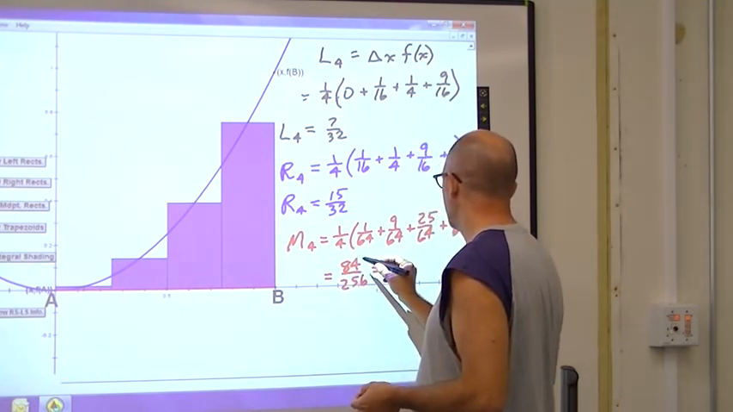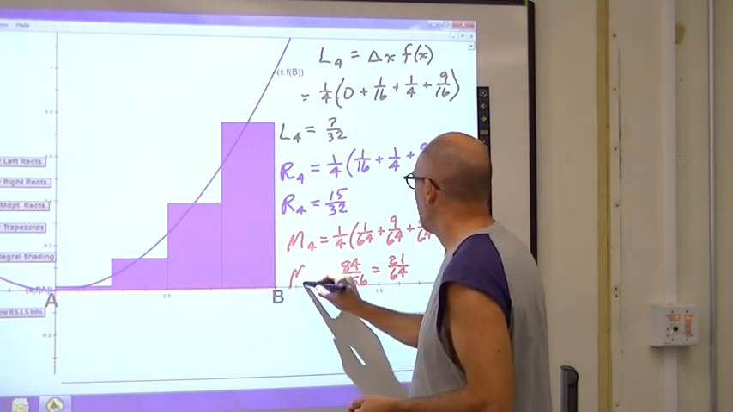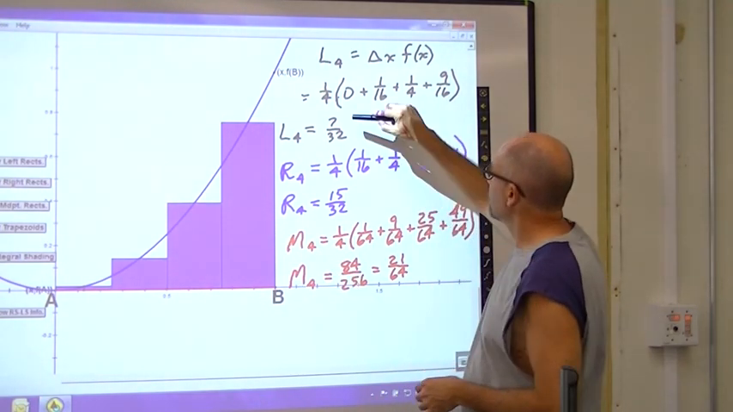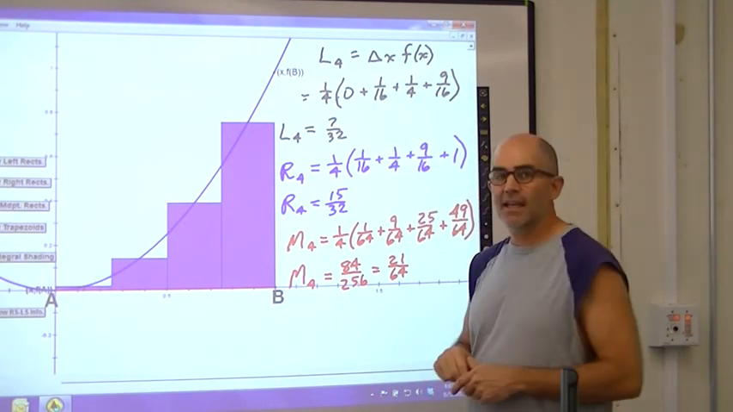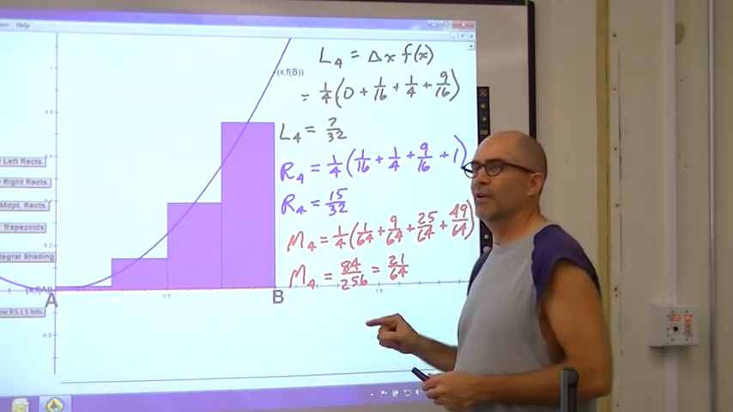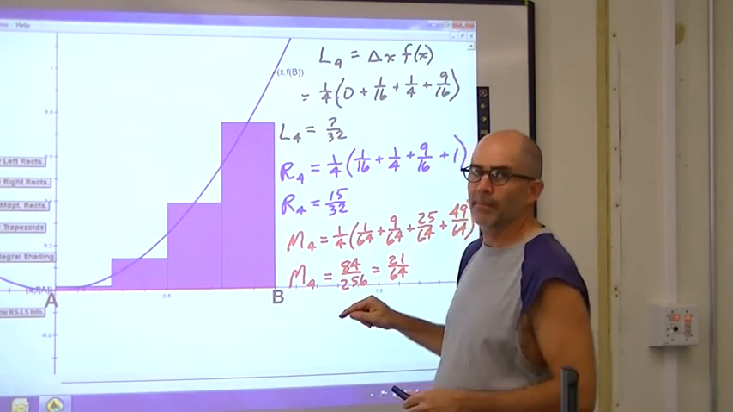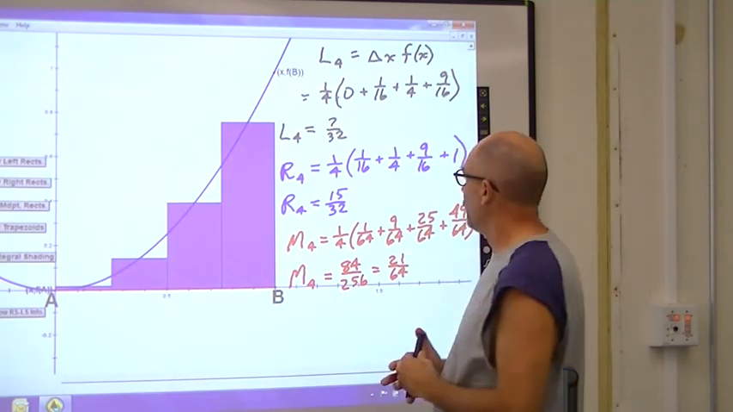Which is 21 and 1/3 over 64. So the midpoint estimate is in between the left and the right. And, like I told you before, the exact correct answer is 1/3. So notice it's pretty close to 1/3. If that was 21 1/3 over 64, that would be exactly 1/3.